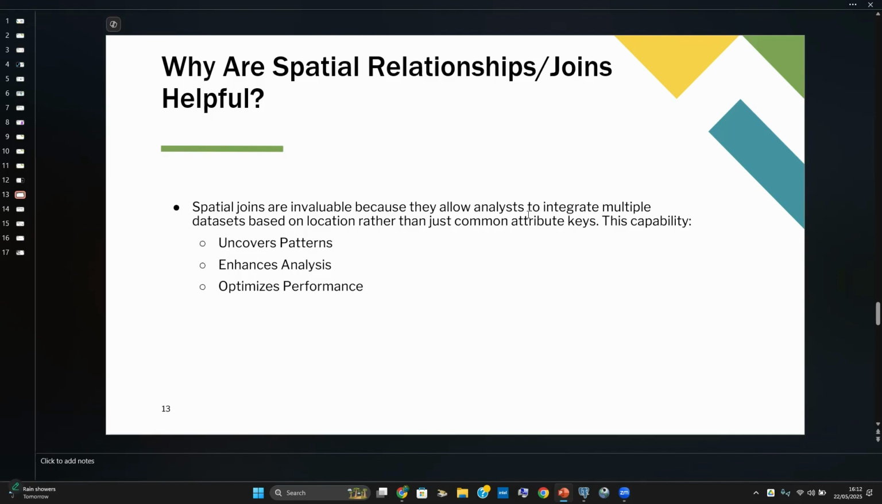So in essence, these spatial relationships and the joins that are based upon them empower users. I'm not going to say GIS analysts or GIS professionals. They empower any user to blend diverse data sources into something that's coherent to a spatial narrative. And that is a cornerstone of modern GIS analysis: having a spatial narrative to the data you have, to the results that you are producing.